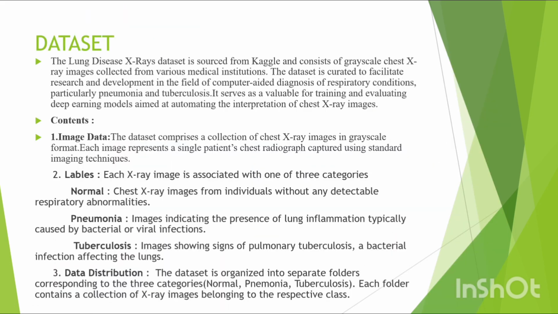in this project. And coming to data set, we have collected the data set from Kaggle of grayscale chest X-ray images collected from various medical institutions. And coming to the labels, they are normal, pneumonia, and tuberculosis. Here, the normal folder consists of all the X-ray images of normal, and the pneumonia folder consists of all the X-ray images affected by pneumonia, and the tuberculosis folder consists of all tuberculosis images which are affected.